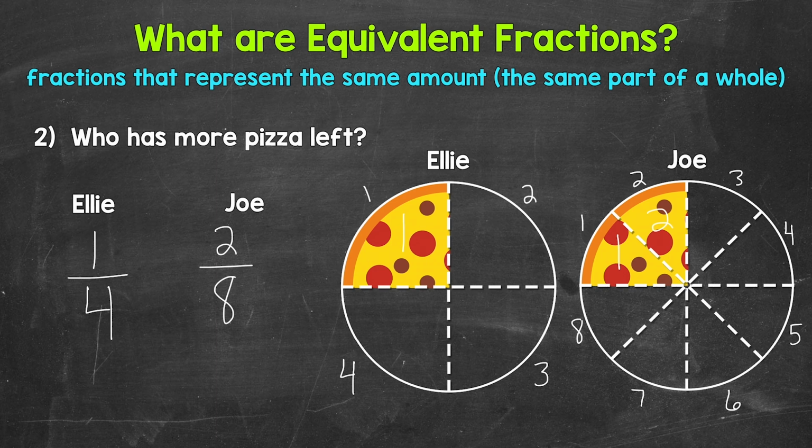2/8 of Joe's pizza is left. Now 1/4 and 2/8 are equivalent. So those fractions represent the same amount, the same part of the whole pizza. And we can see that Ellie and Joe have the same amount of pizza left, even though we have different fractions here. Let's take a look at one more example and move on to number 3.